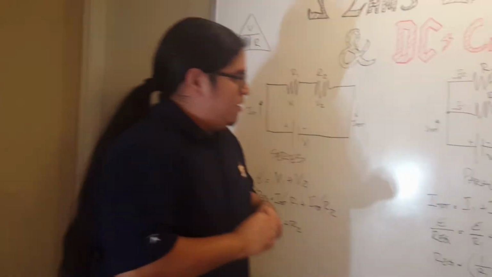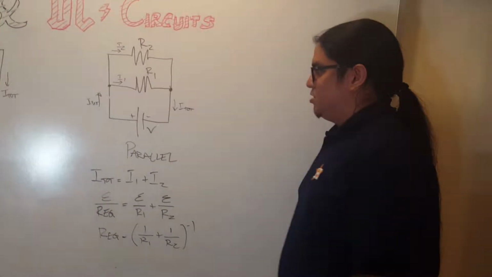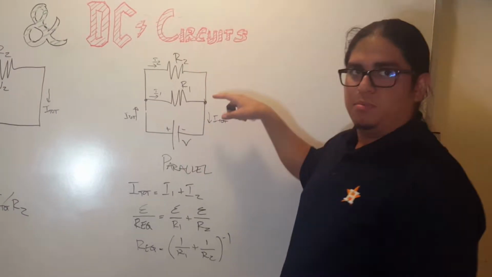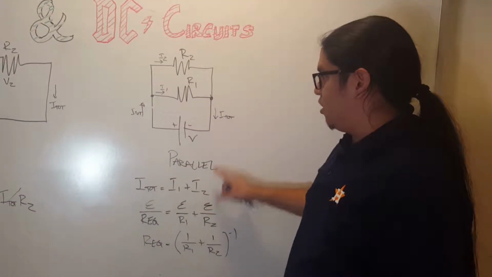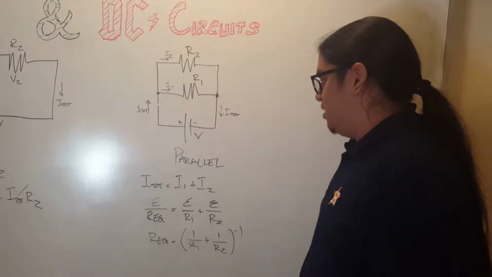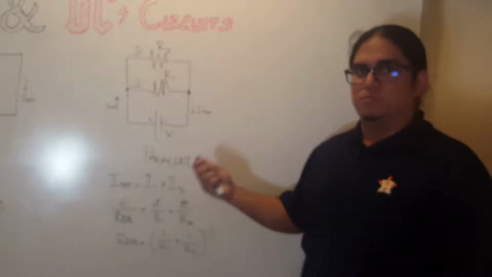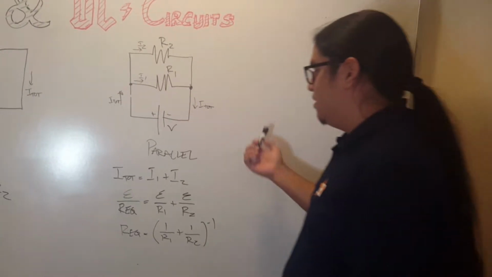Now, when we talk about parallel, as we mentioned before, the voltage across each branch will be the same. However, the current will not. It will vary depending on the resistance in each branch. Now, same thing, we're going to want to look for the total resistance or the equivalent resistance to solve this kind of circuit as well.